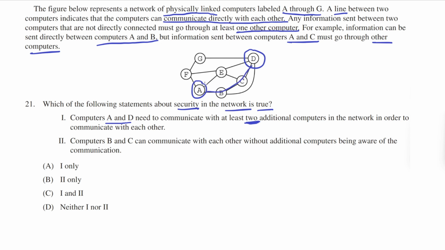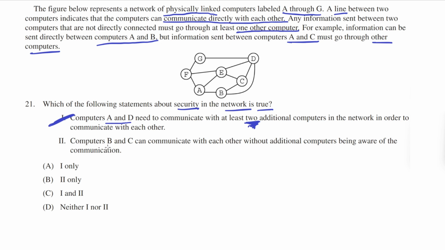We also see there's a shorter path going from A to E and then to D. In this path, they only needed one additional computer. They only needed E additionally. So that means the first statement is incorrect because you don't need at least two additional. You only need at least one additional. You could go from A to B to C to D, and that would require two, but you can also go from A to E to D to communicate between the two computers. So this 2 here makes this statement invalid.